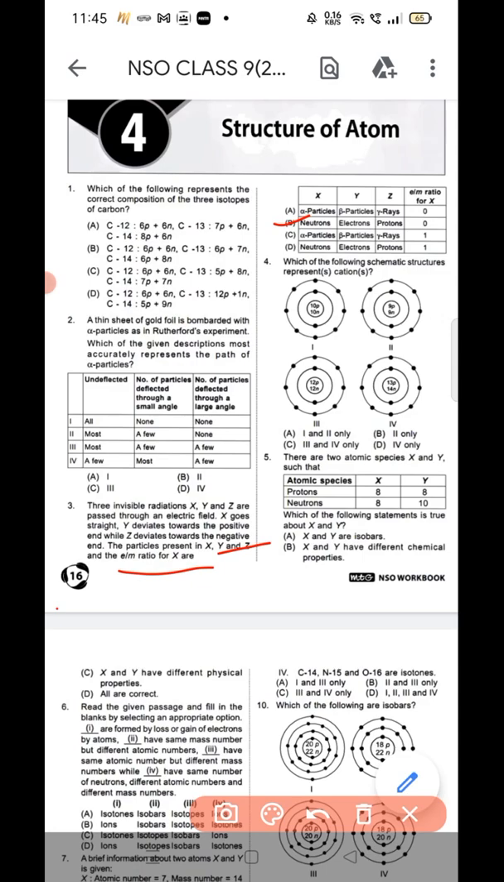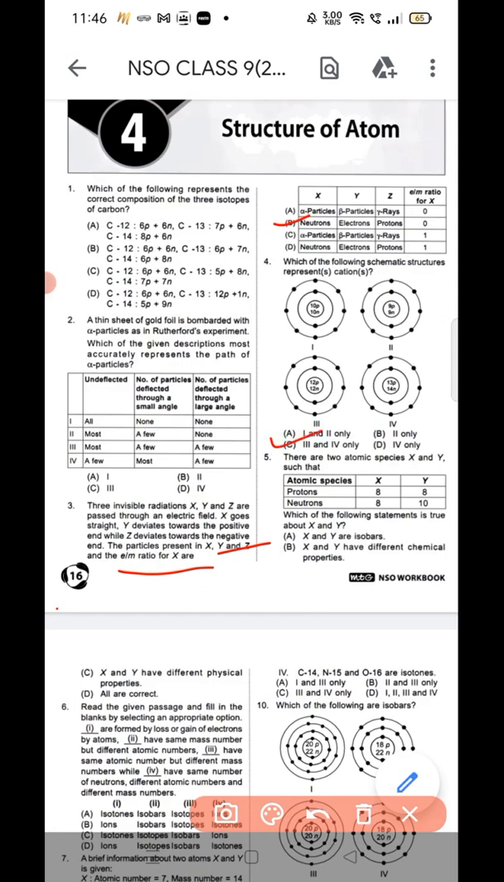Now question number 4: which of the following schematic structures represents the cation? The structures are 10 protons 10 neutrons, 9 protons 9 neutrons, 12 protons 12 neutrons, and 13 protons 14 neutrons. So question number 4, option C is the correct answer.